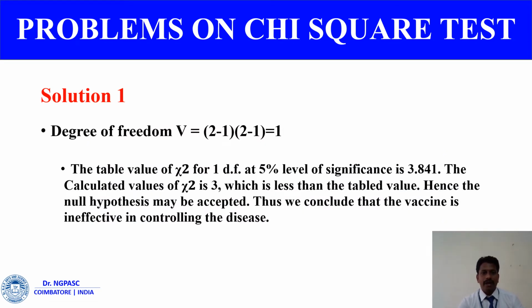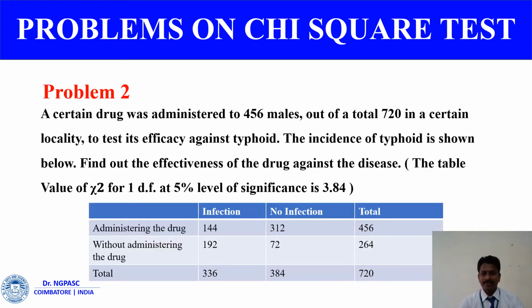The table value of chi-square for 1 degree of freedom at 5% level of significance is 3.841. The calculated value of chi-square is 3, which is less than the table value. Hence, the null hypothesis may be accepted. Thus, we conclude that the vaccine is ineffective in controlling the disease. Next, we are going to see problem number 2.